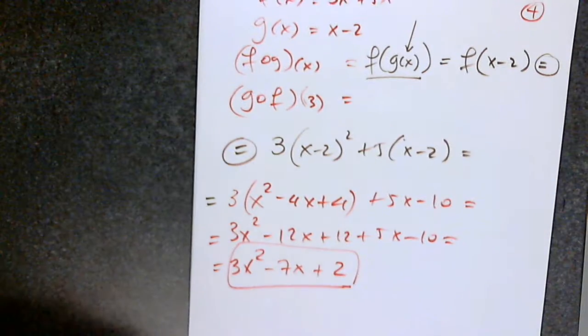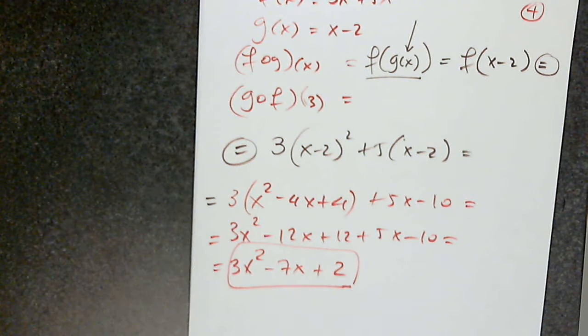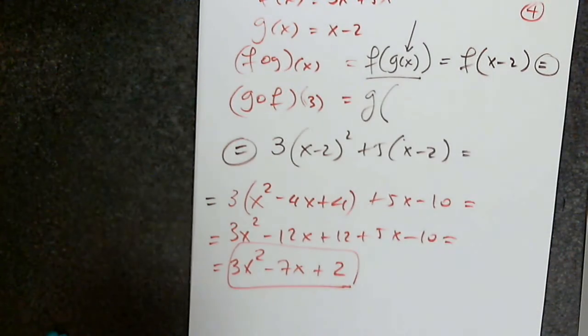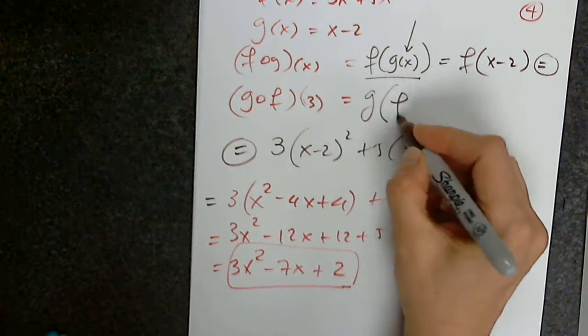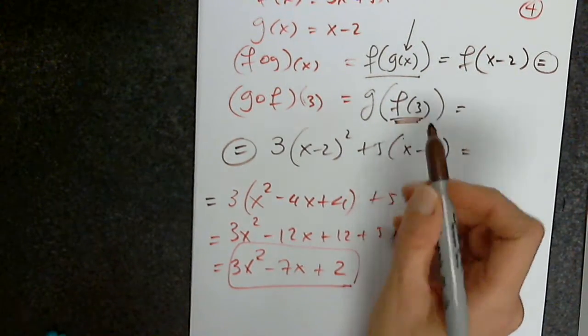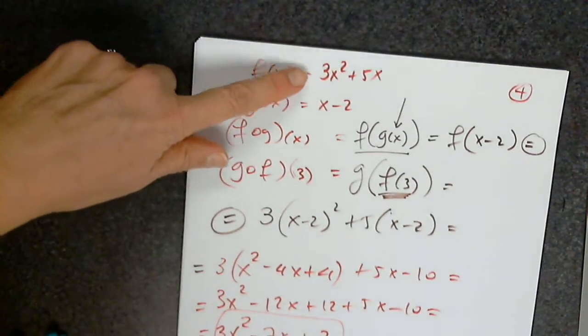Now I want to determine g comp f of 3. How do I do that? How do I find g comp f of 3? By definition, this is g of f of 3. Exactly. So now I have to find this first. How much is f of 3?